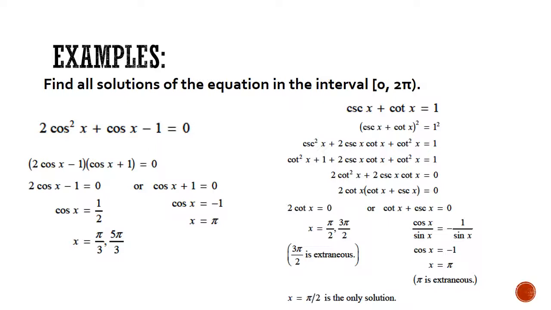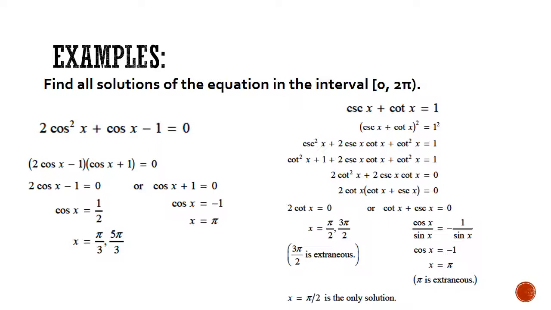And when you square it, then what you do is you've got stuff in terms of cosecant and cotangent. So what they did is they changed cosecant squared of x to cotangent squared of x plus 1. The reason they did that, now we can combine like terms. We got 2 cotangent squared of x plus 2 cosecant x cotangent x, and they subtracted the 1 and got it equal to 0. Then they could factor out the cotangent. In fact, they factored out 2 cotangent.